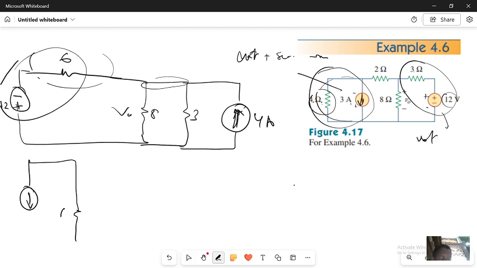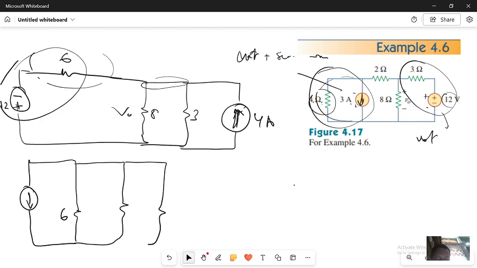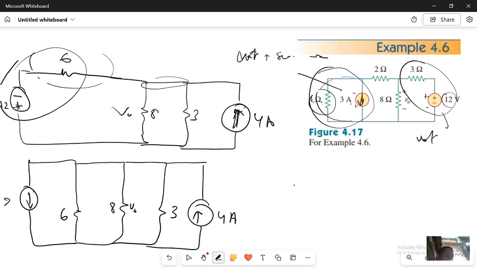This 6 resistor is going to be in parallel. I will have the 8 resistor here. I will have the 3 resistor here. I will have 4 ampere here. Here I will have the 6. I have the 8 for the V0. I have the 3. Now what will be the value here? I will have 12 volt divided by 6, I will have 2 here.